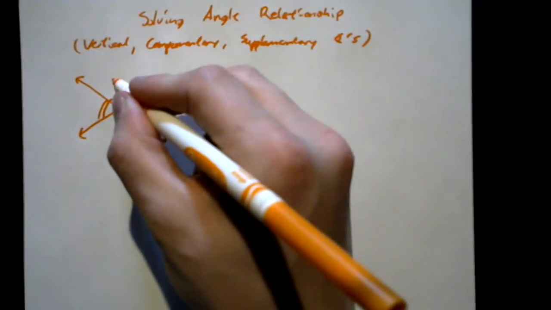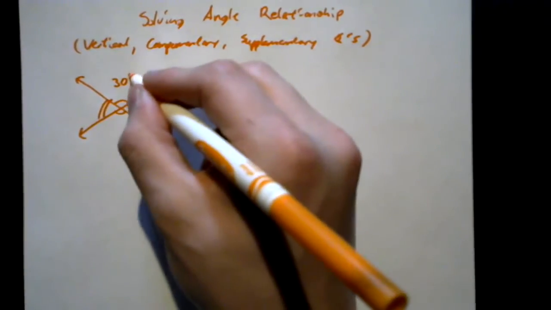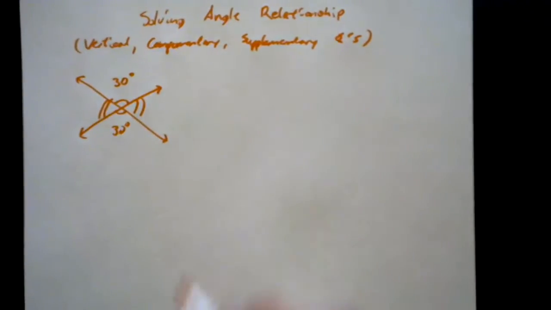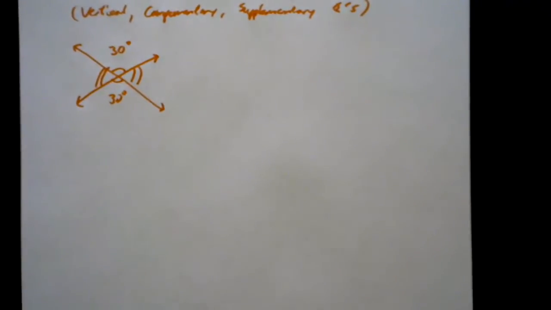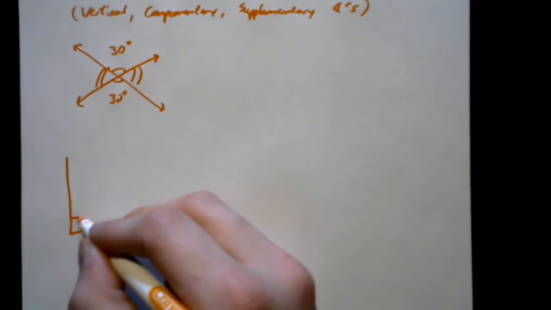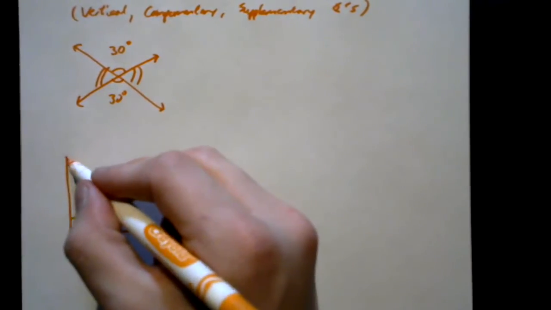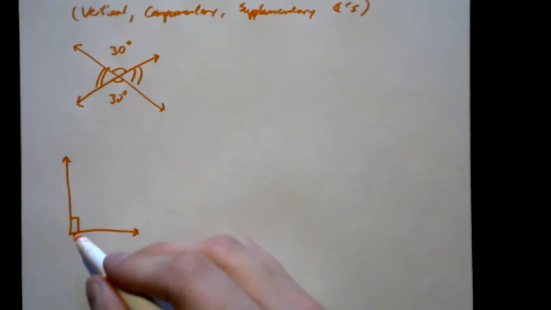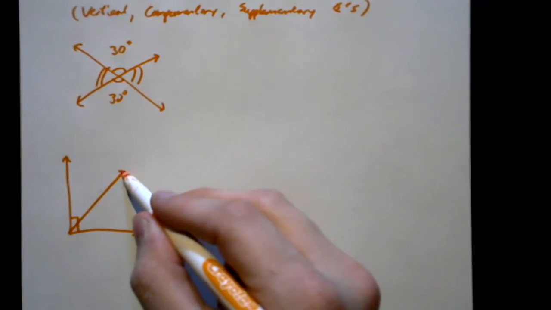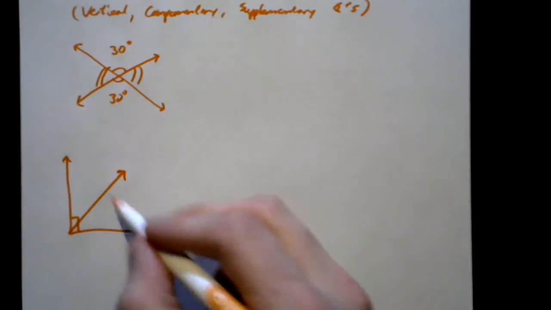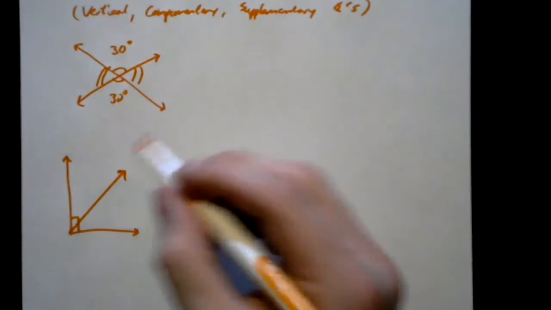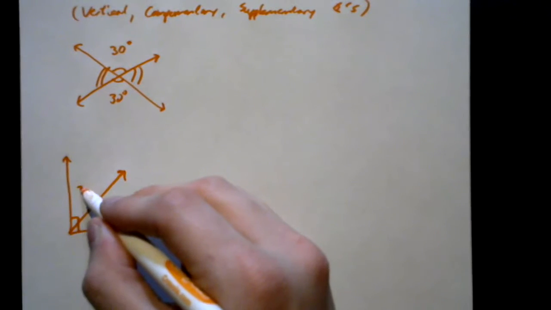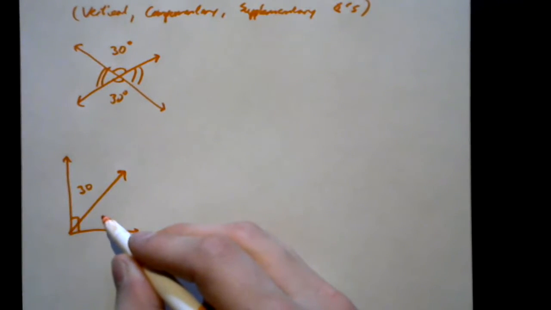So if this is 30, this one is 30, and I'll come back to figure out how we can solve these. We'll do complementary, where it's the right angle intersected by a ray, and both of these have to equal 90 degrees. So if this is 30, this would have to be 60.